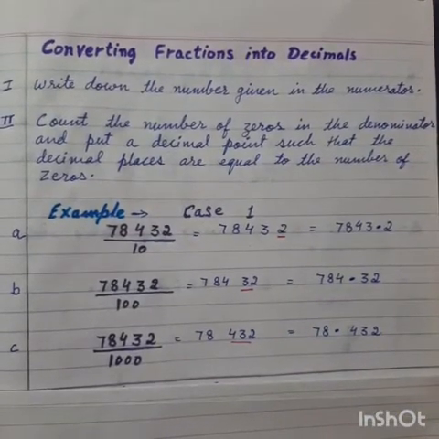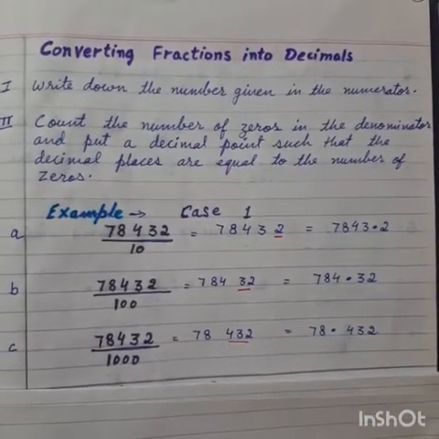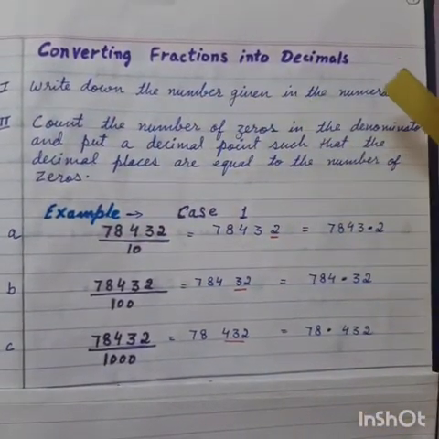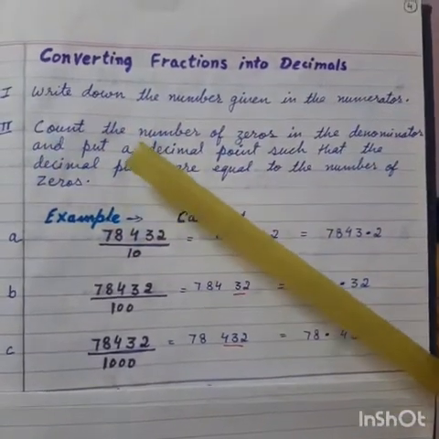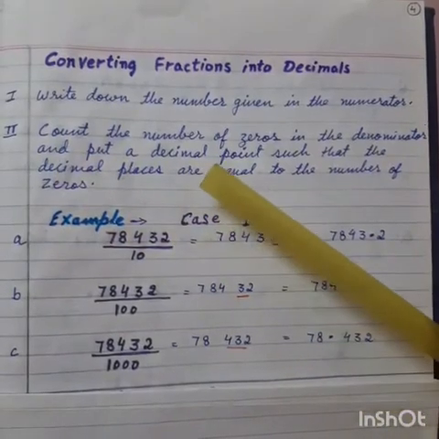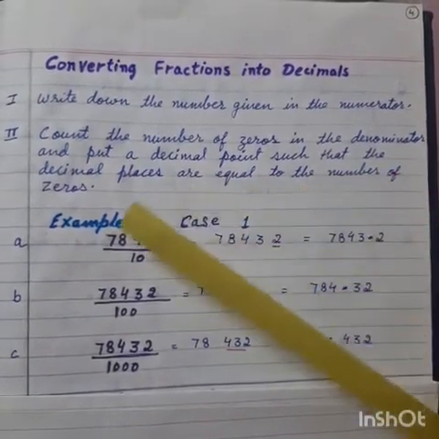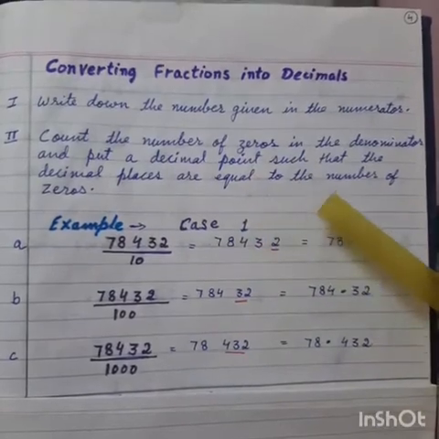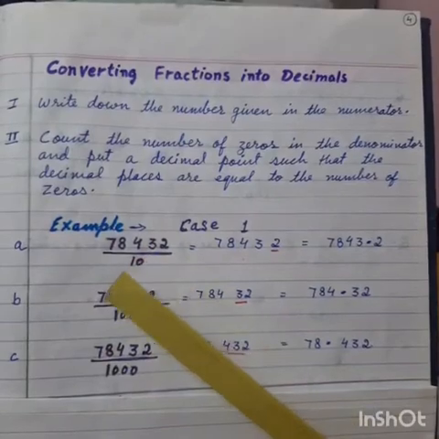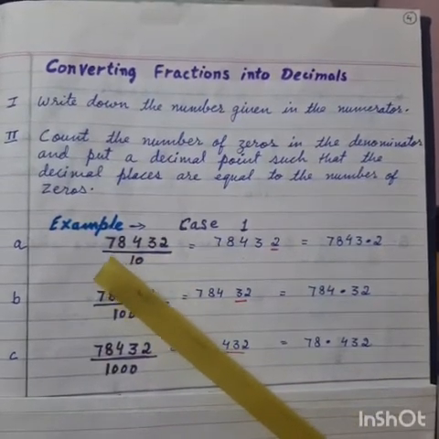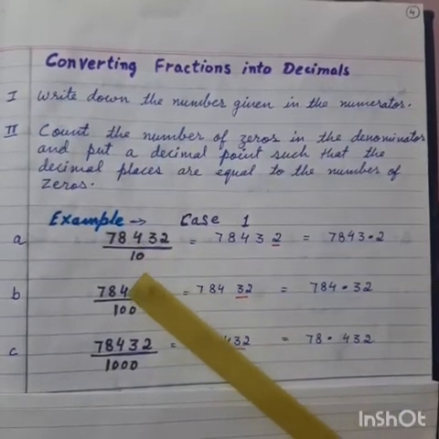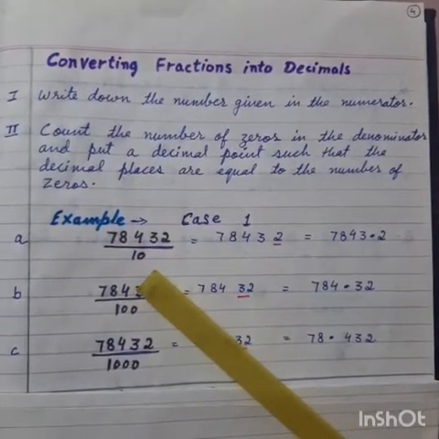Next topic is converting fractions into decimals. So we have the steps. Write down the number given in the numerator, count the number of zeros in the denominator, and put our decimal point such that the decimal places are equal to the number of zeros. Now for the example we have this fraction where we have the numerator as 78432 upon 10.